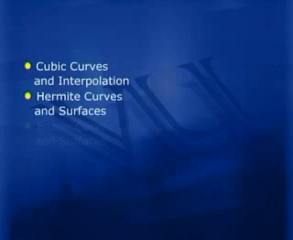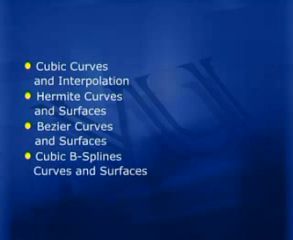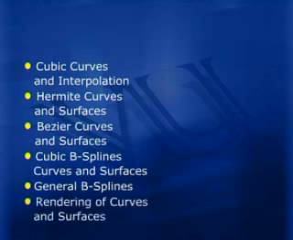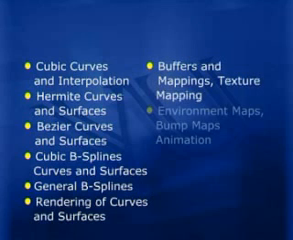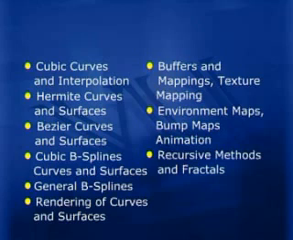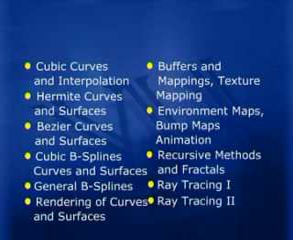And then we won't stop. We'll continue working with cubic curves and interpolation, Hermite curves and surfaces, Bezier curves and surfaces, cubic B-splines, curves and surfaces, general B-splines, and then rendering of curves and surfaces. We will talk about buffers and mappings, and texture mapping would be part of it. Environment maps, bump maps, animation, recursive methods and fractals, we'll have an introduction of the same. And then we'll talk about ray tracing, and finally, radiosity.